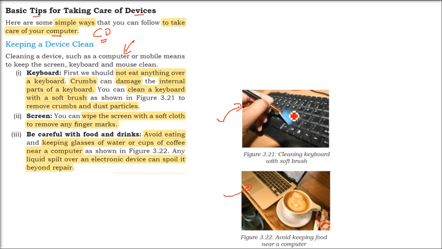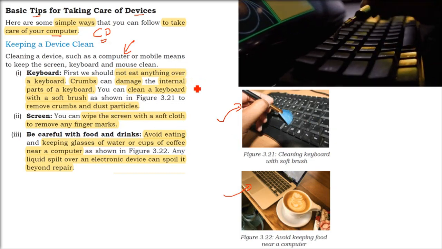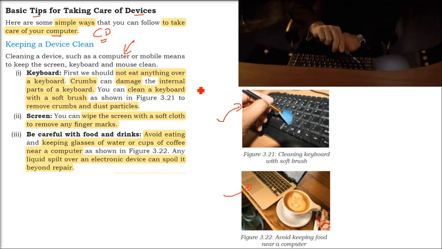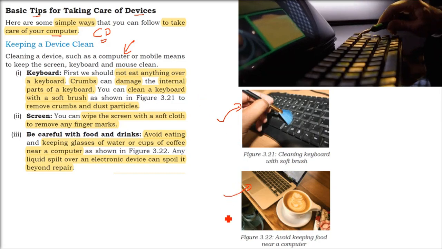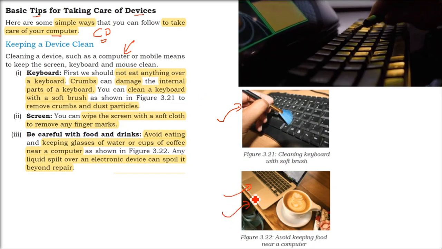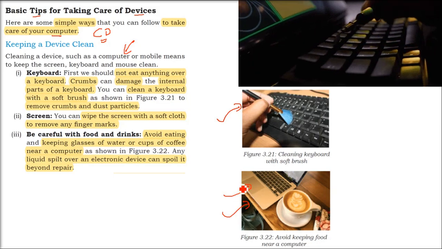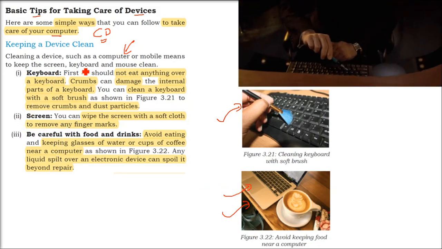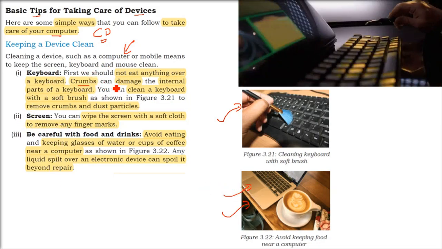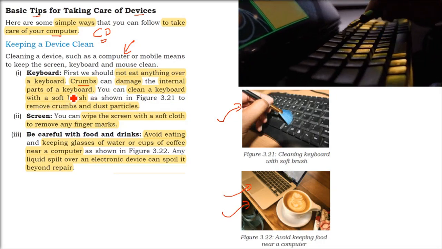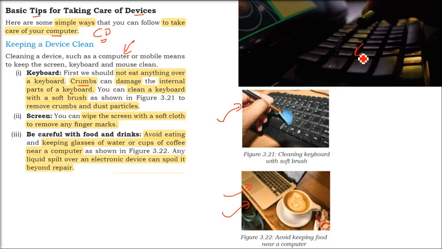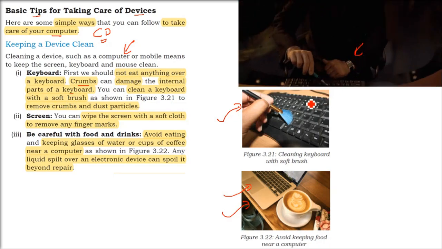The keyboard has a lot of space inside it. The crumbs we are eating, say biscuit or bread, these small crumbs of food go inside and damage the internal parts of your keyboard. So we need to clean the keyboard. Use a soft brush. Because by the time all these crumbs and dust particles develop, you will not be able to know that it has actually hurt your keyboard.